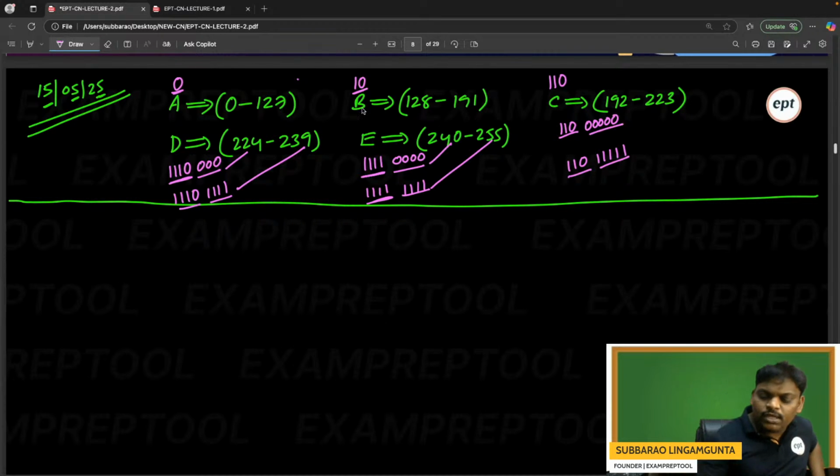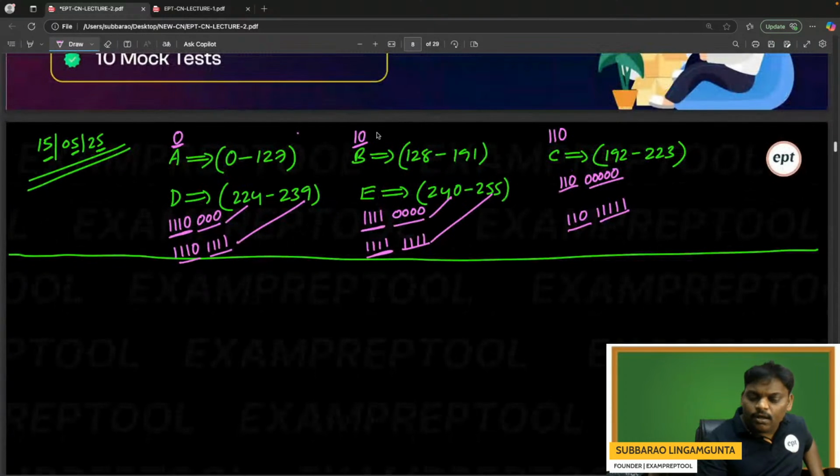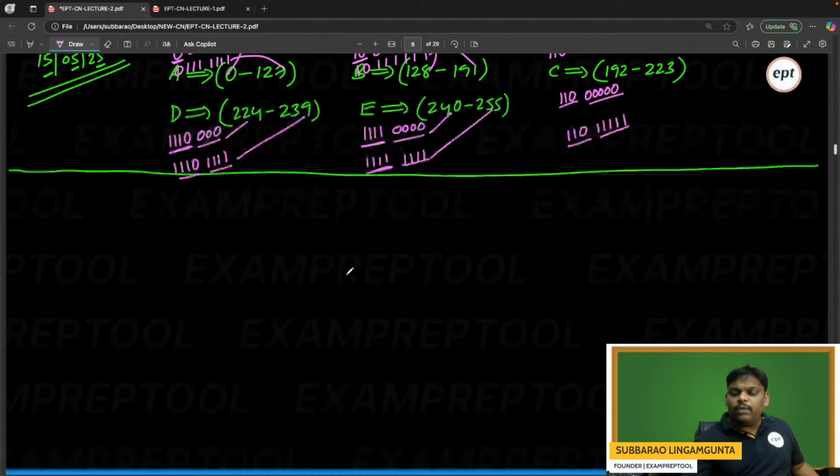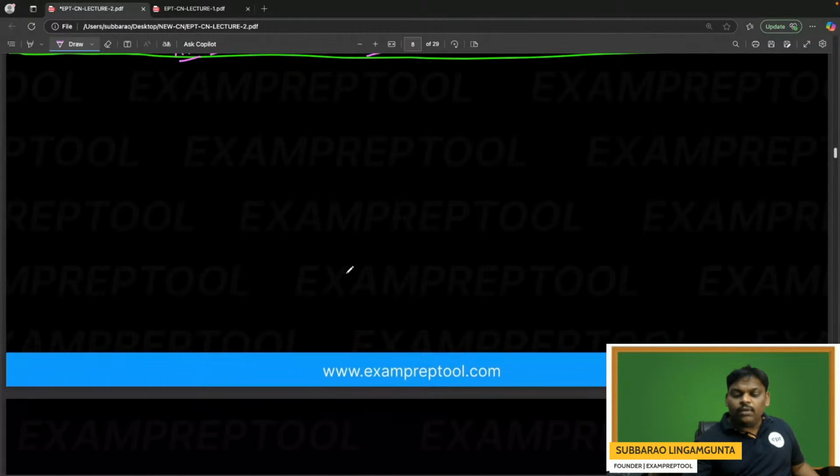Next, if you see class B, similar. All zeros, 6 zeros to 6 ones. This 10 is common, then 6 ones, and you will get this. Similarly here also, 0 followed by 7 zeros, then you will get 0 followed by 7 ones. Everyone knows this. There is no requirement of repeating again and again.